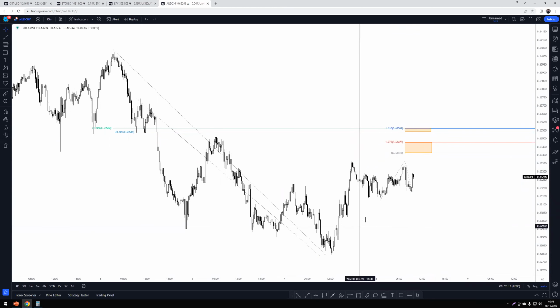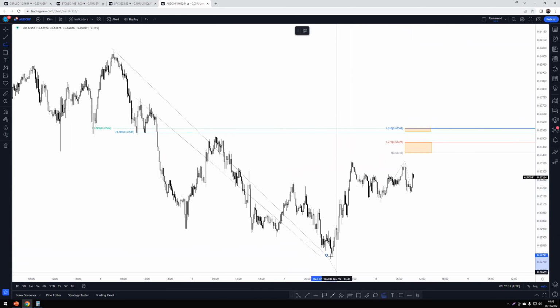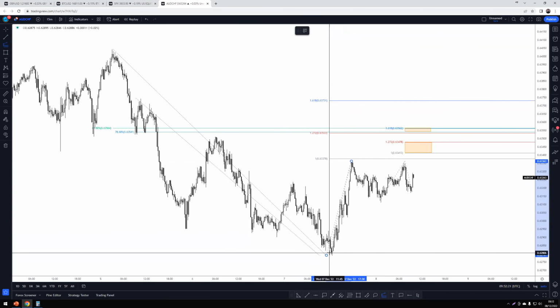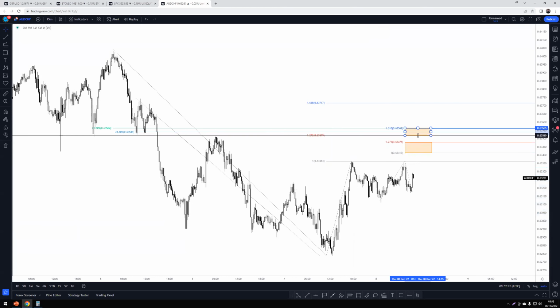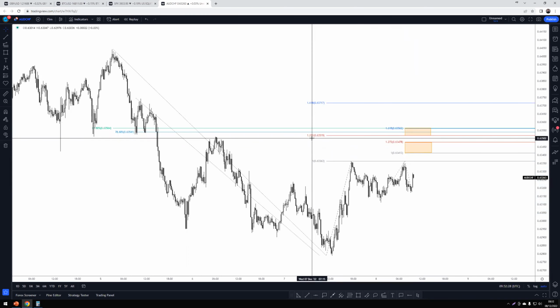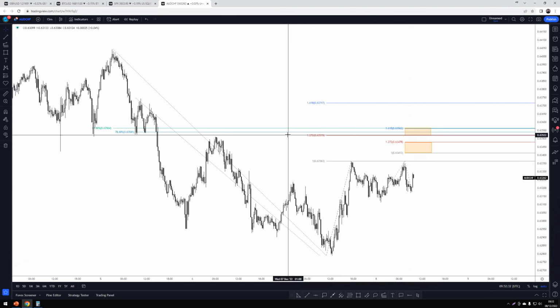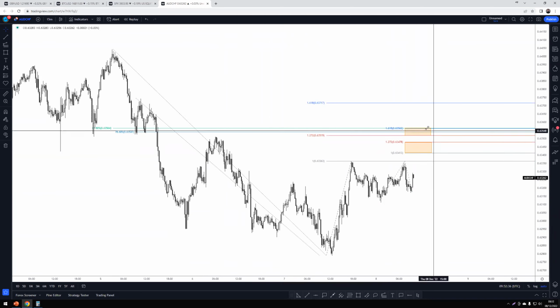I'm trying to think of what else we could use the Fibonacci expansion tool for here, which is, remember, 0.1, 0.2, and drag that back to 0.1. See, the area is getting a little bit bigger now. So we have a 1.272 Fibonacci expansion. All right, so in terms of Fibonacci confluence, I still like this area.